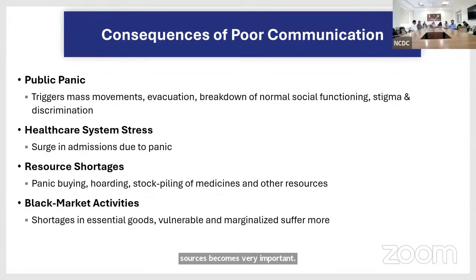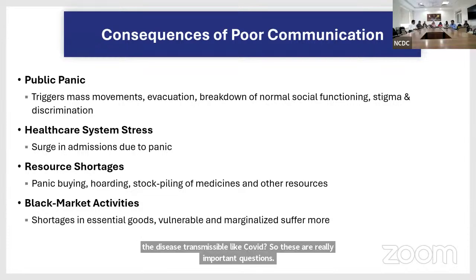What could be some of the consequences of poor communication is public panic, which can trigger mass movements, evacuation, breakdown. This is not specific to Mpox, but stigma and discrimination is one thing. If we start talking too much about Mpox, people would have fear and anxiety. I believe everyone of you would have come across questions like, are we going to have a lockdown? Is the disease transmissible like COVID? So these are really important questions for us to answer.